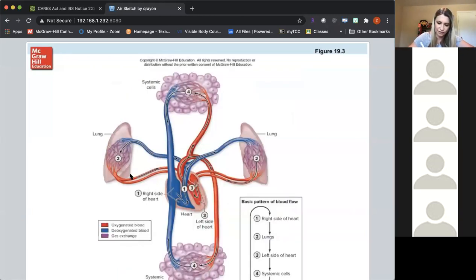So we have from the right ventricle, which is right here, we're going to send the blood into this vessel right here.